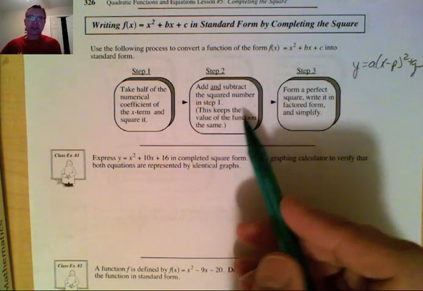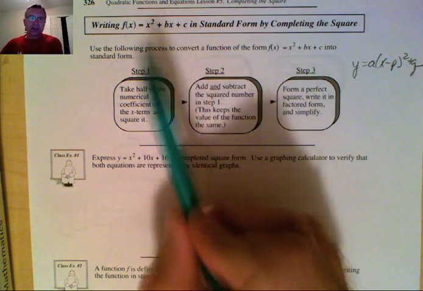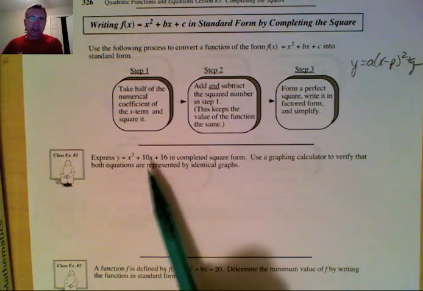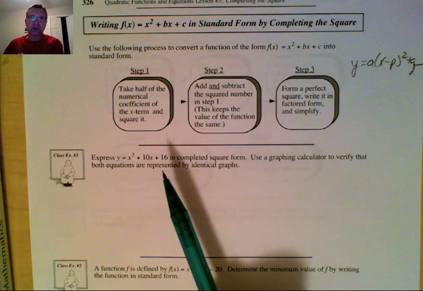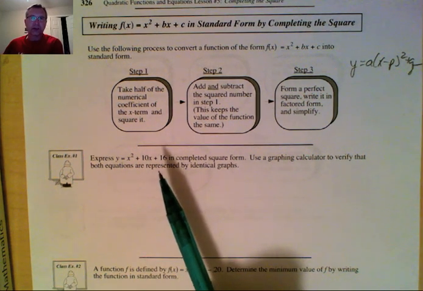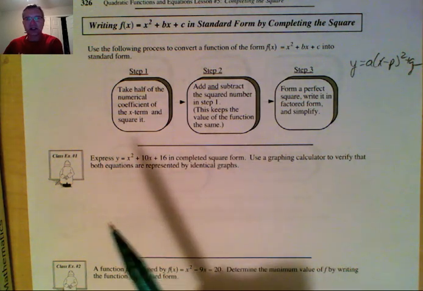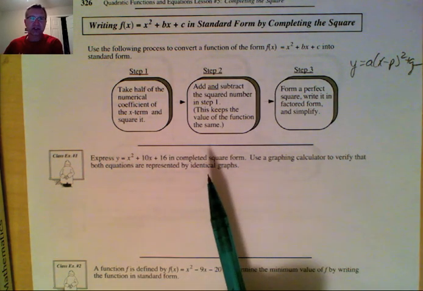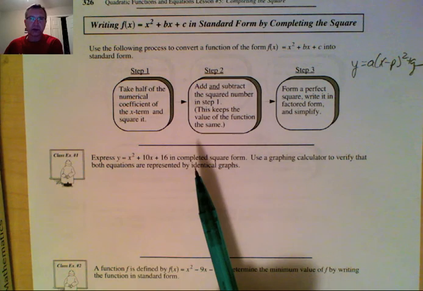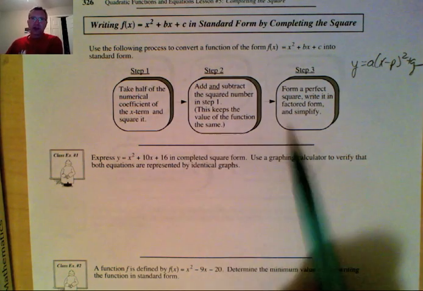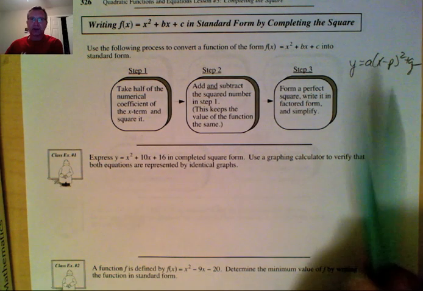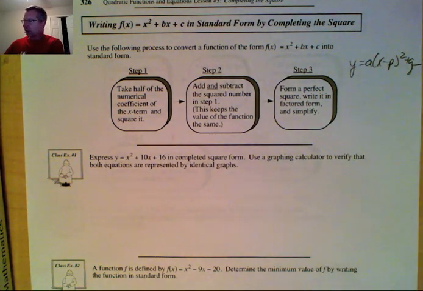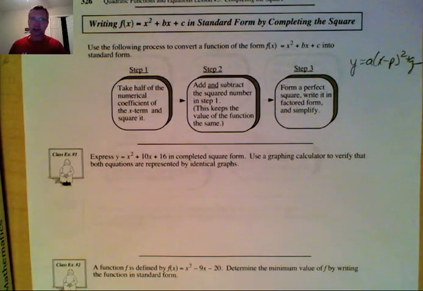Well, when something's in general form, such as x squared plus 10x plus 16, it's not very useful. We can't look at that form of the equation and know the vertex, the axis of symmetry, any of that sort of stuff. So it's not a very useful form of the equation. So if we transform it into standard form, then we have lots of information we can look at that will help us analyze the equation.